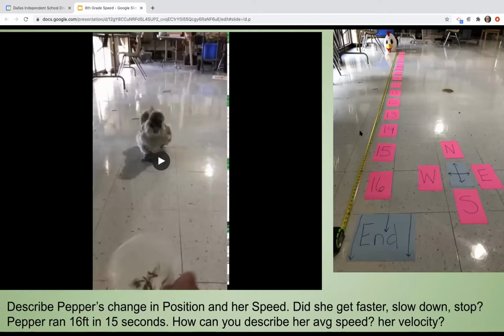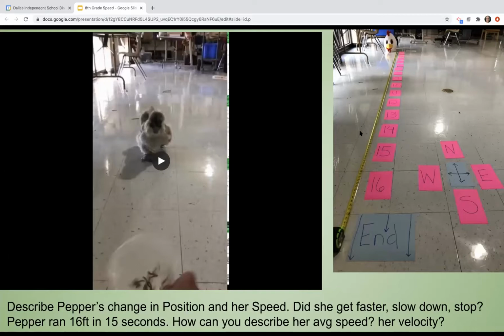So as you're watching the video, be thinking about how you can describe Pepper's change in position and her speed. I know you don't have exact measurements for speed, but you can still describe speed in terms of slow, fast, medium. Also be thinking about how you can tell she's even moving.